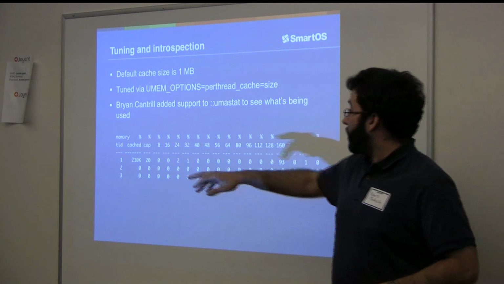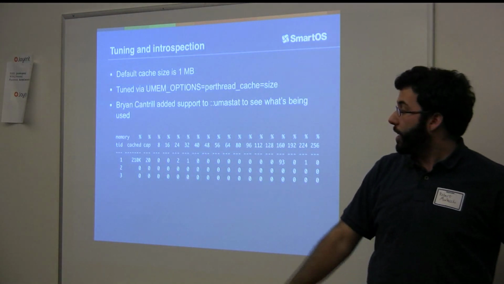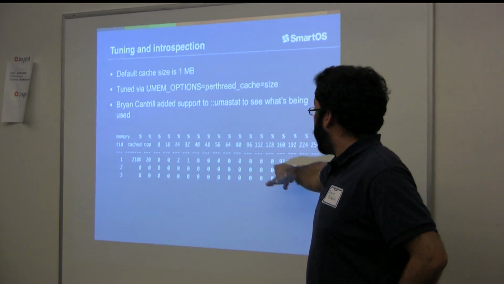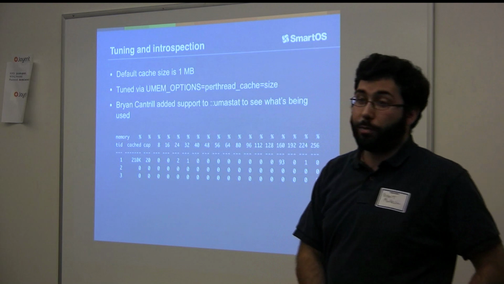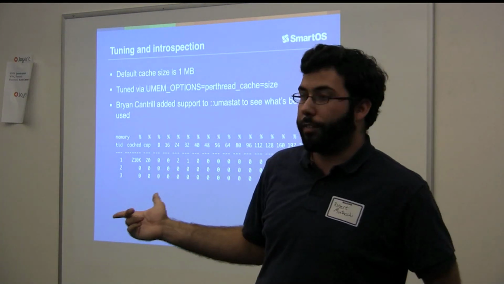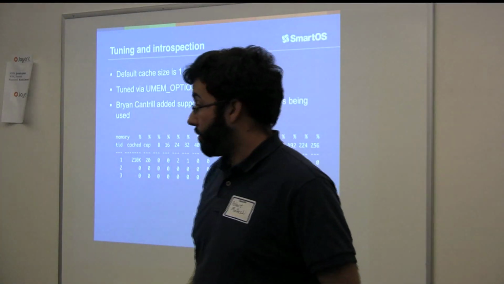So we have the total percent in the cache that each thread is using, and then what percent of that is within which size caches. Here we see that 93% of it is in the 160 byte cache, and we're only using 20% of our allocated space in that cache.